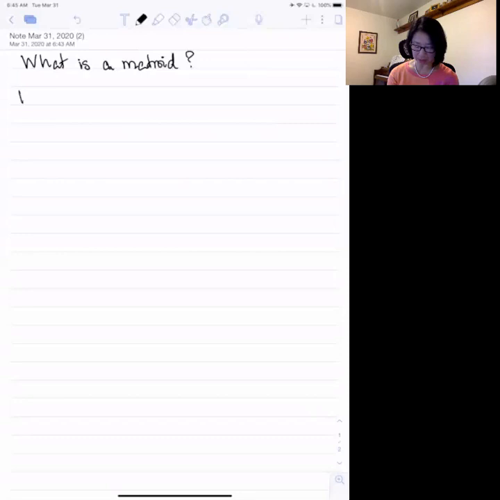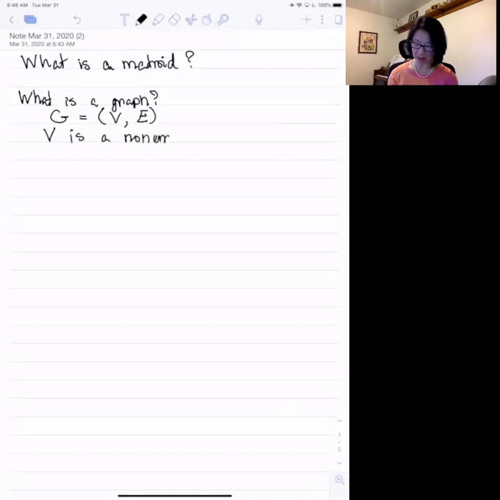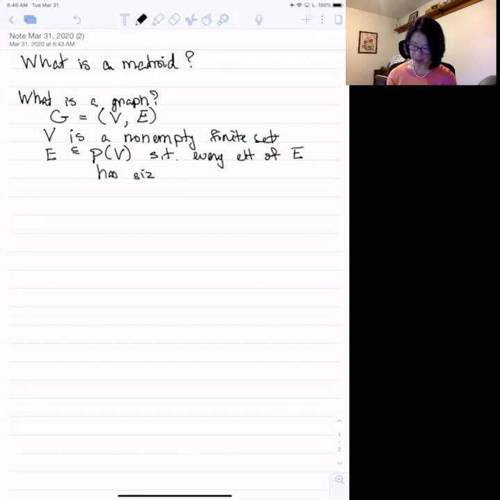Okay, so question, what is a graph? A graph, G, is two sets. It's a set of vertices, V, usually finite for us, and a set of edges, E. So V is a non-empty finite set, and E is a subset of the power set of V. So it's a bunch of subsets of vertices such that every element of E has size 2.